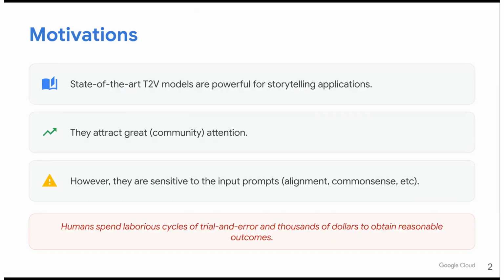Let's start with our motivation. State-of-the-art text-to-video models are incredibly powerful for storytelling applications and have attracted great community attention. However, these models are highly sensitive to input prompts, struggling with issues like alignment and common sense. And this sensitivity causes humans to spend laborious cycles of trial and error and often thousands of dollars just to obtain a reasonable video outcome.